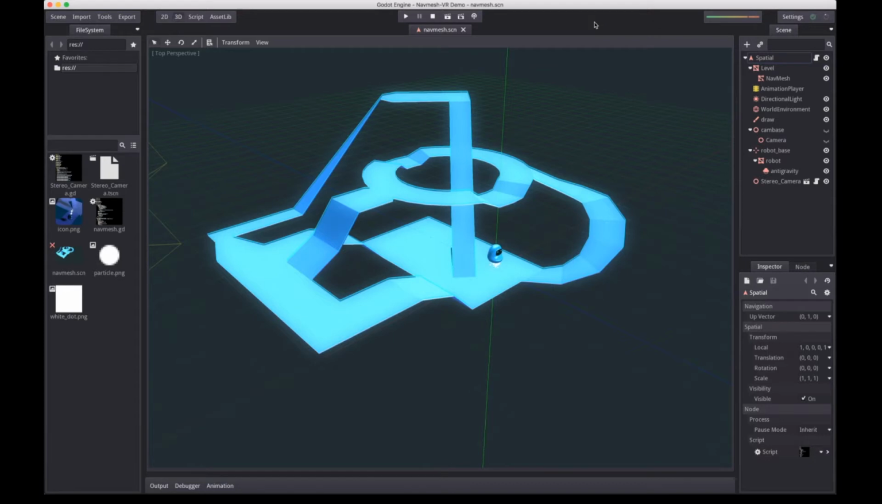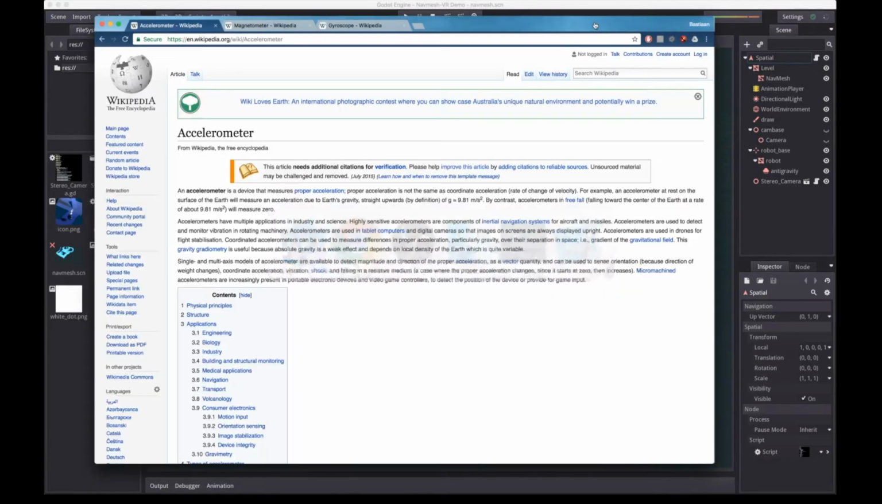Now, in order to do that, we need to look at 3 sensors that are built into most phones. And again, I'll let Wikipedia do most of the talking for me. There's much more in-depth information there. For us, we just need to know the sensors that we have available, and then we'll start implementing them and see how that comes together.